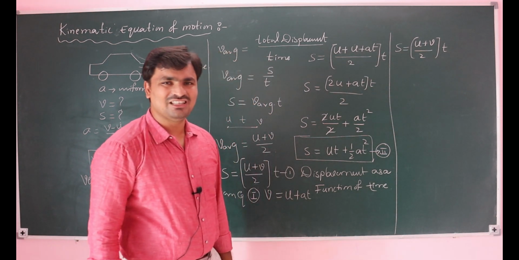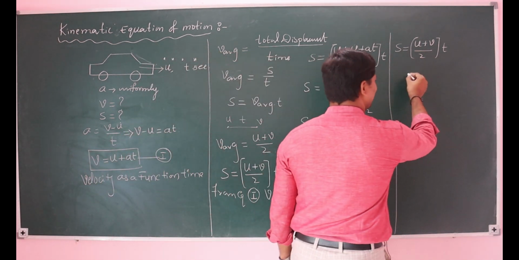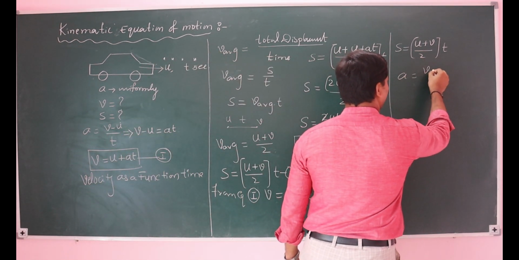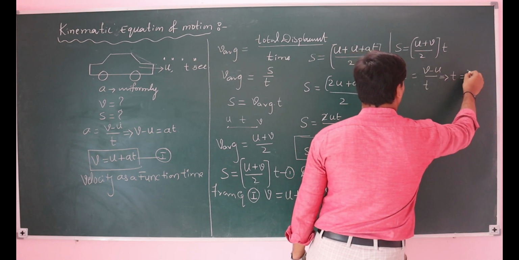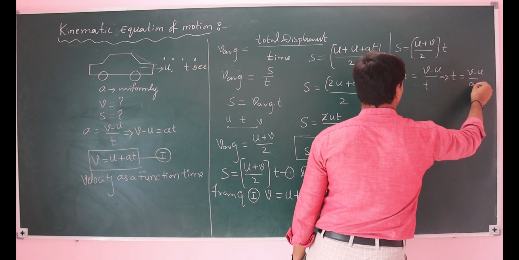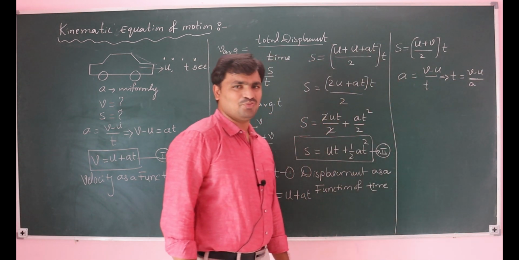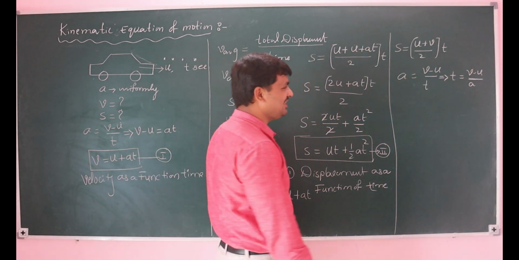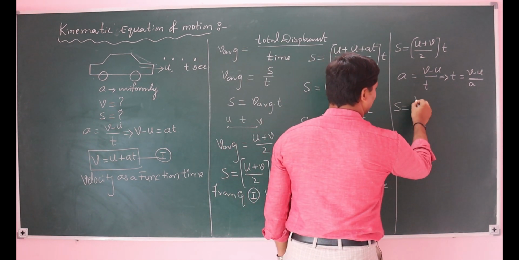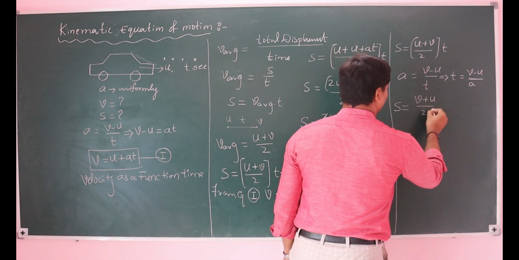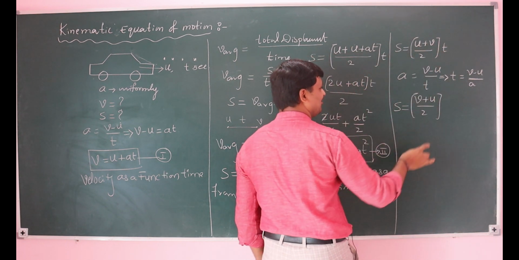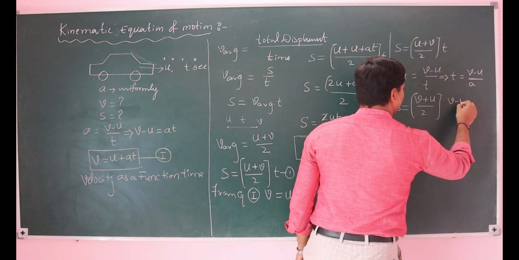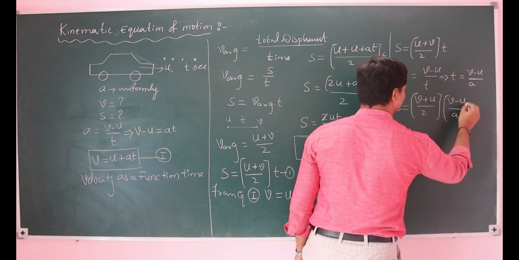According to the definition of acceleration, a is equal to (v minus u) by t. Now I am writing t is equal to (v minus u) by a. Just put the value of t there, then you can get s is equal to (v plus u) by 2. I am writing u plus v as v plus u just for convenience, and the t value is (v minus u) by a.